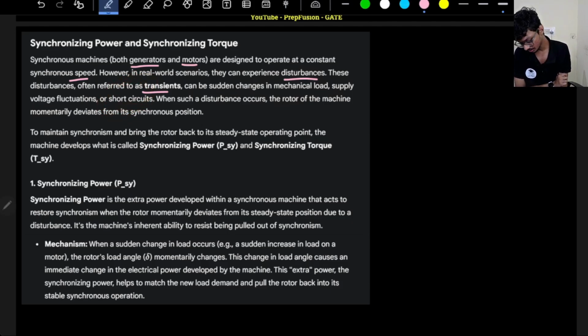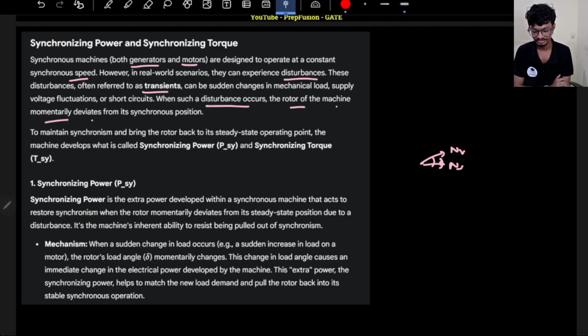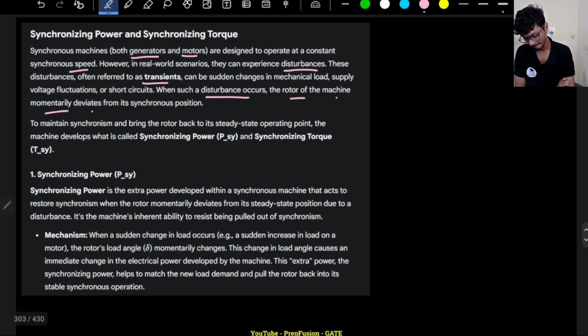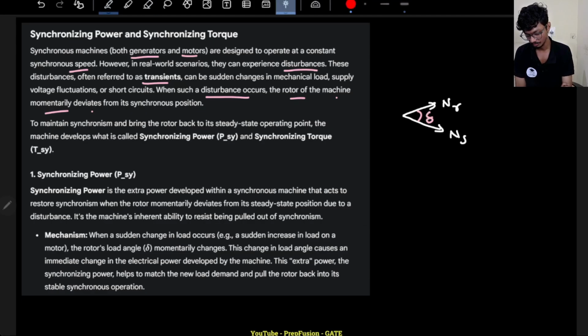right? When such a disturbance occurs, the rotor of the machine momentarily deviates from its synchronous position. Previously, rotor and stator had an angle delta, right? So they will suddenly deviate due to that sudden disturbance. I will draw this in a better manner. NR, NS. Okay, they will deviate.